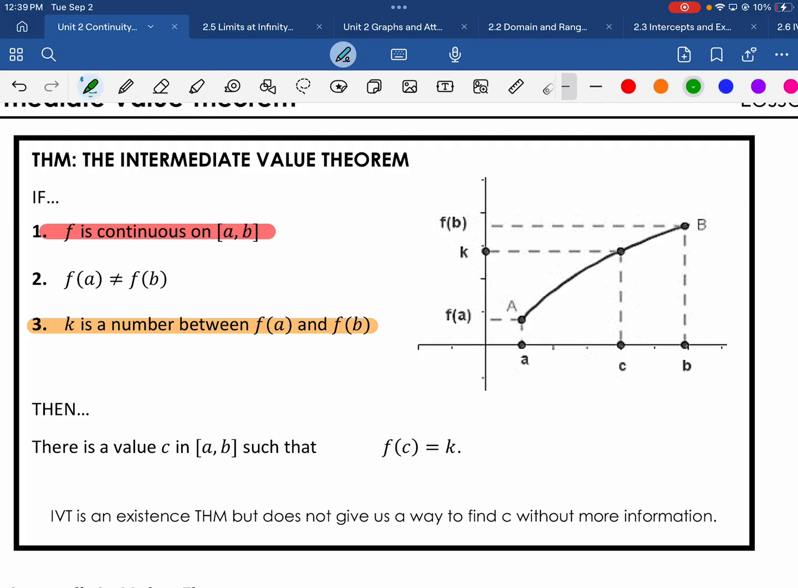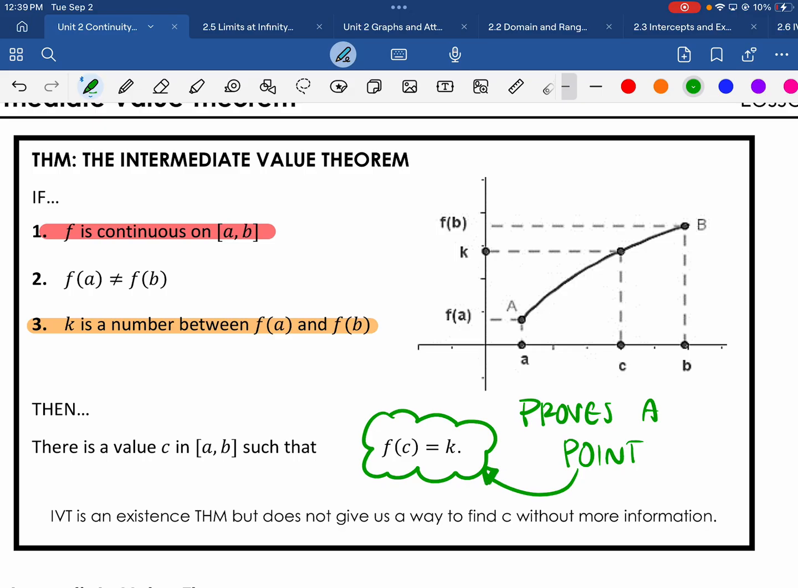All right, so let's talk about what the intermediate value theorem is telling me. So the first thing is that it proves a point exists. It doesn't give us a way to find the point. We can just say it's there. We're going to have a couple other theorems in this class that prove other things. So knowing that IVT proves a point is super helpful.